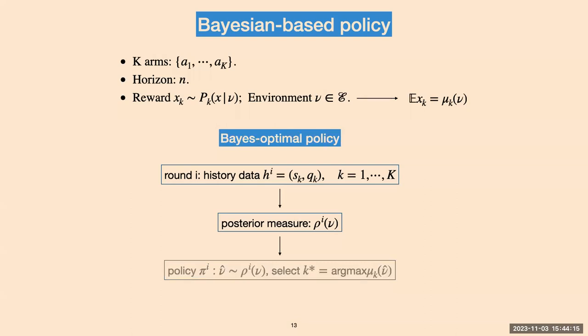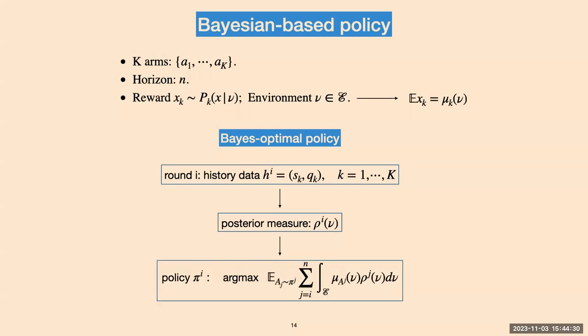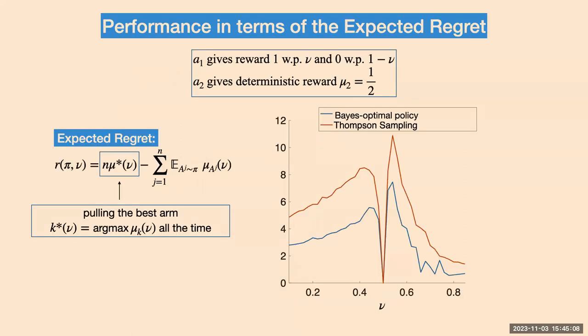There's another policy which is called the Bayesian optimum policy. They do exactly the same: the first two steps are exactly the same at each round. The difference is this last step. At each round, after you generate this posterior measure, the Bayesian optimum policy is going to solve an optimization problem. Basically, you are looking from the current round i until the terminal round N. Based on this posterior measure, what is the optimum policy from the current round to the terminal round? Okay, so each time you're going to solve an optimization problem. You can see this definitely has more computational cost, but the advantage is it has better performance.